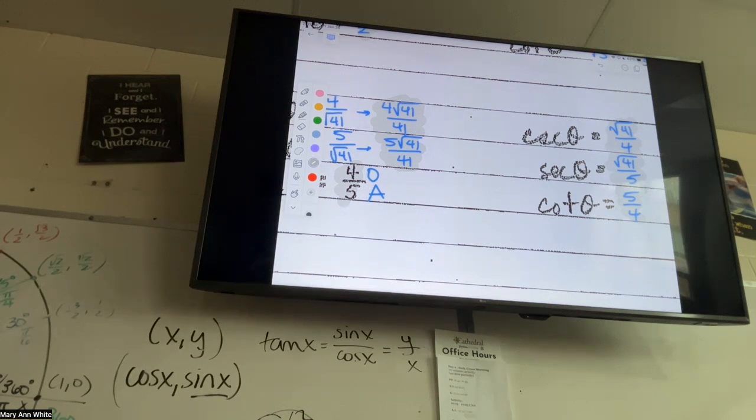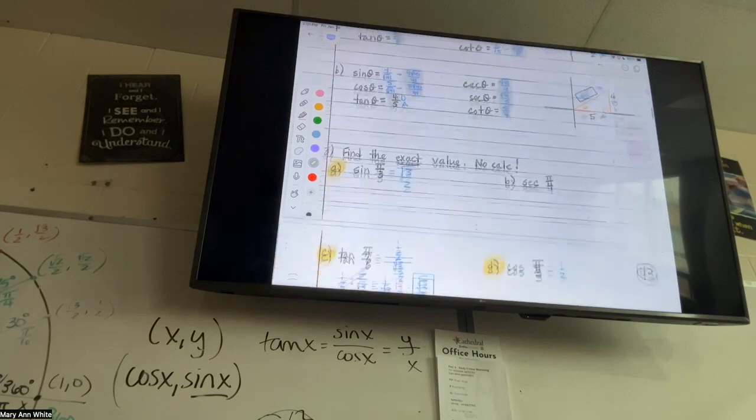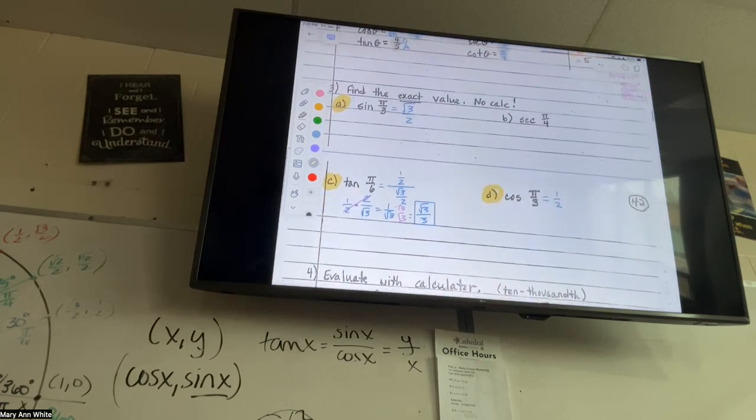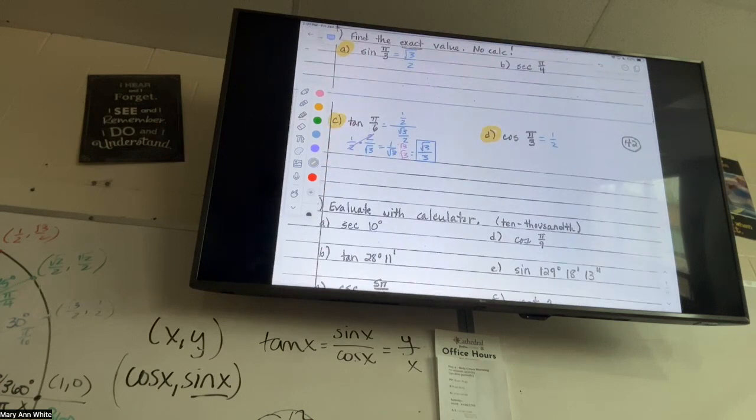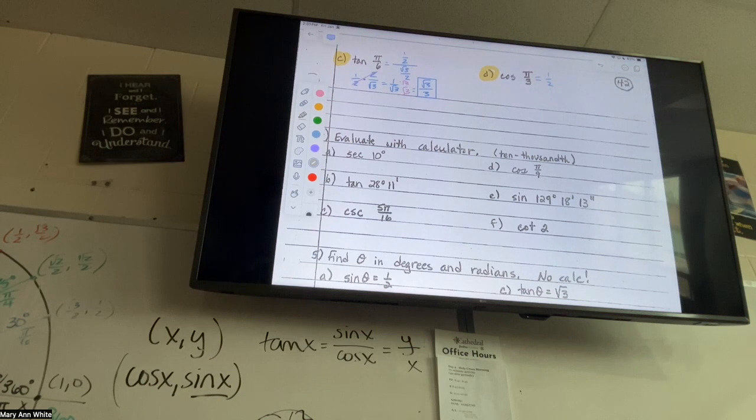I want to jump a little bit. Surprise, surprise, I want to jump around in our notes. I want to go to number 4 where it says evaluate with a calculator. So I told you to get your calculators out. Now is where we're really going to need it. We already did a little bit of 3. We're going to do more with that in a second or tomorrow or whatever. But I want to do a little calculator eval because it's not hard, but it is very particular.